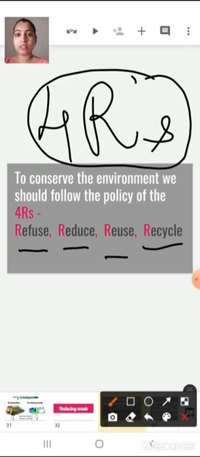There are 4 R's to save or conserve the environment, and these are refuse, reduce, reuse and recycle. Alright, these are the 4 R's which we have to follow to conserve our environment, to conserve our earth. Okay, children? Now let's read about all these 4 R's in detail.